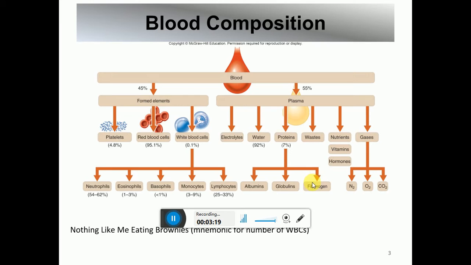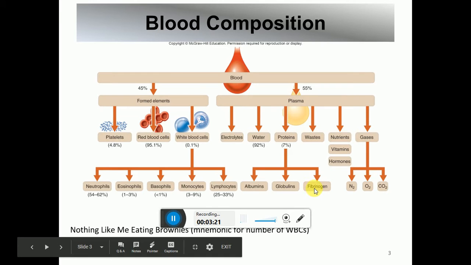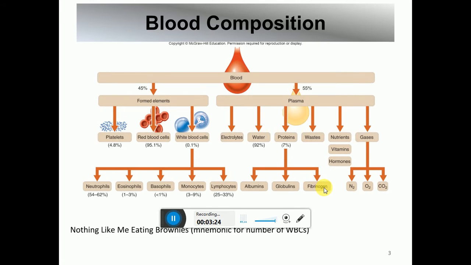And fibrinogen, fiber and gen. Gen means to generate or to create something, and fibrin is what we're creating. So fibrinogen is the precursor of fibrin, and fibrin is important to make blood clots, and we'll talk about that in today's chapter. Other things that you'll find circulating in plasma would be waste products, for example, carbon dioxide.